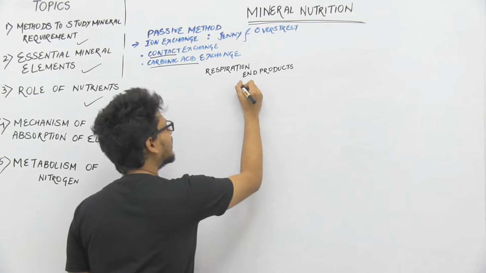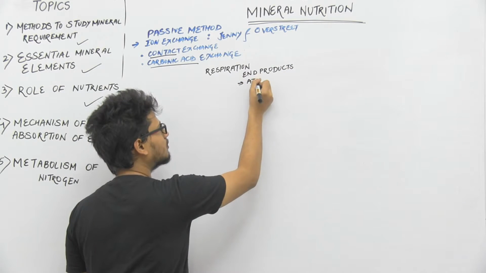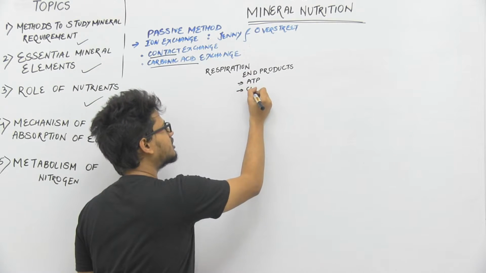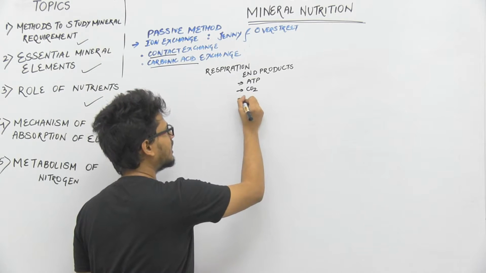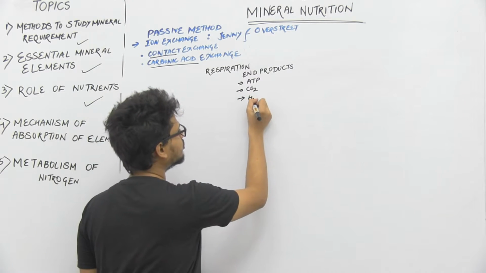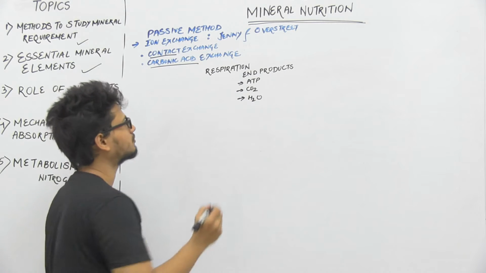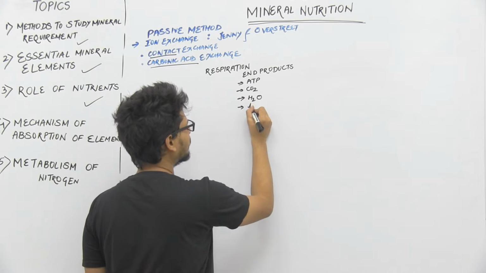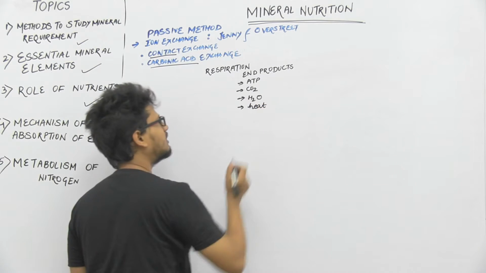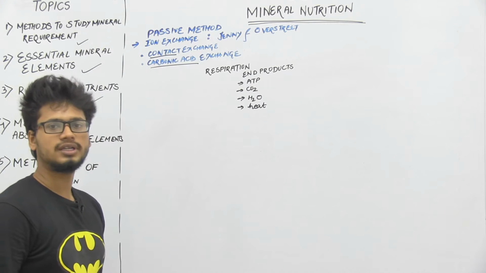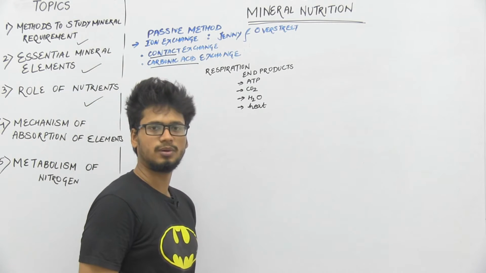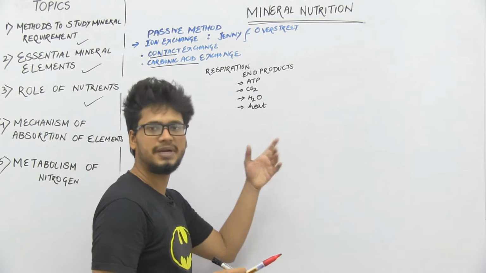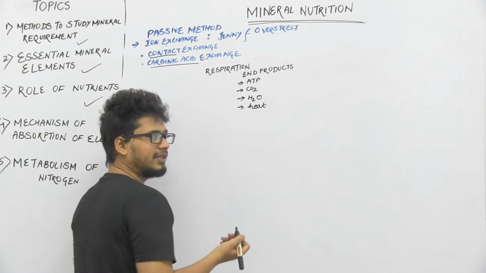The end products are ATP, okay. The end product also is CO2, that is carbon dioxide. The end product also is H2O, that is water. And there is also liberation of a bit of heat, okay. So what does the plant do? As such, in the aerial parts of the plant, these are liberated out. But what happens in the root hair?